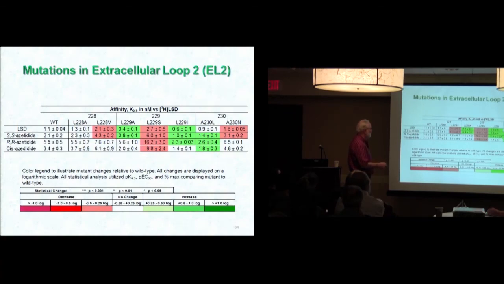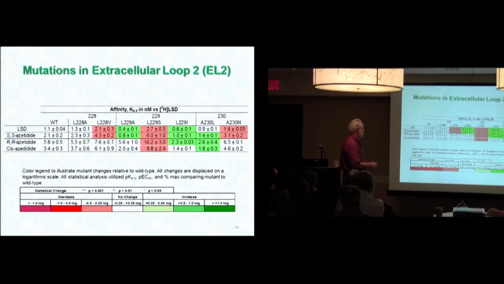And what you can see as you go across here is that of the mutagenesis effects we had, this is conversion, this is up in extracellular loop 2. So off the top of helix 4 going into helix 5, there's a loop. And these are residues in that loop. So we mutate leucine 228, leucine 229, or alanine 230. And what you see is, with these mutations, we see essentially the same effect with the SS-azetidine that we saw with LSD. Out here, there's a slight difference. But basically, you see a parallel.